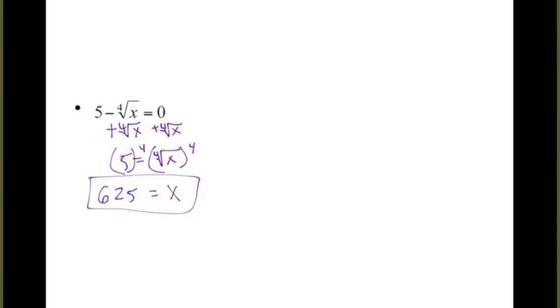Subtracted the 5 to the other side. If you subtract the 5 to the other side, that's okay, but you'll need to divide both sides by a negative before you do the fourth power, because we need the root alone. I got the same number, just took it to negative.